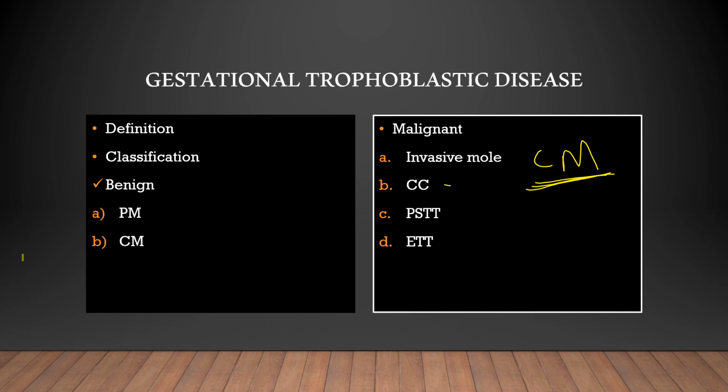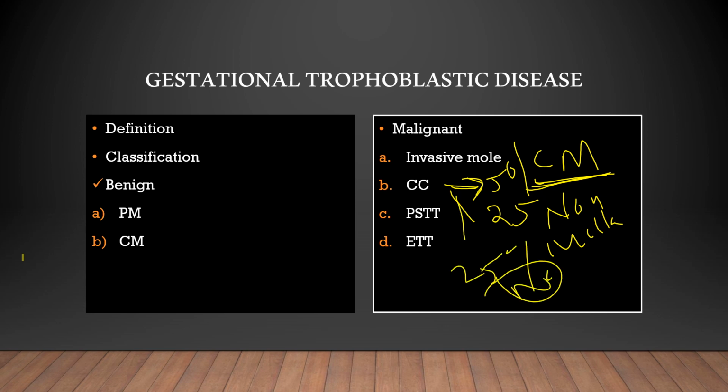Choriocarcinoma is a very aggressive, rapidly progressive tumor. Usually 50% of the cases arise from the complete mole, 25% from a non-molar miscarriage, and 25% from a normal pregnancy. It has a very aggressive nature, but it is very responsive to chemotherapy. The genetic material in choriocarcinoma is very variable, from aneuploid to diploid, or any kind of genetic material may be present in choriocarcinoma.